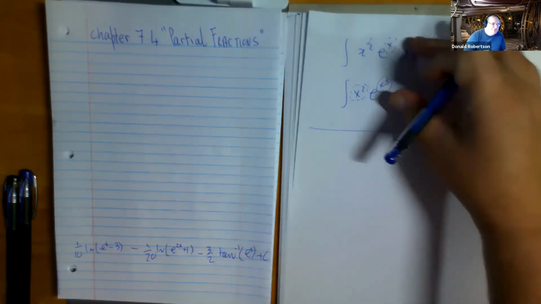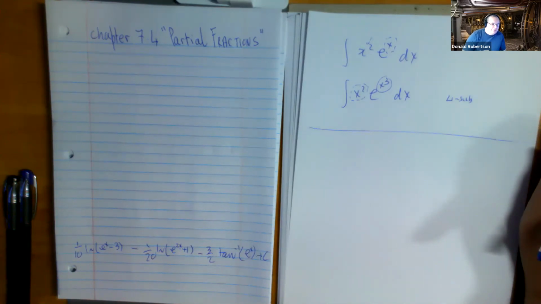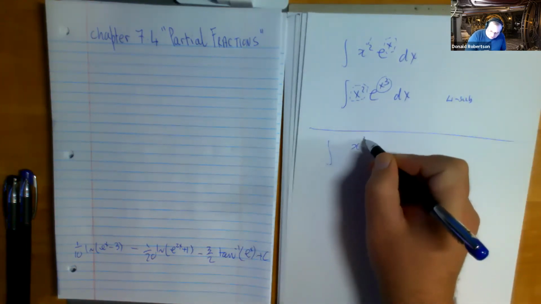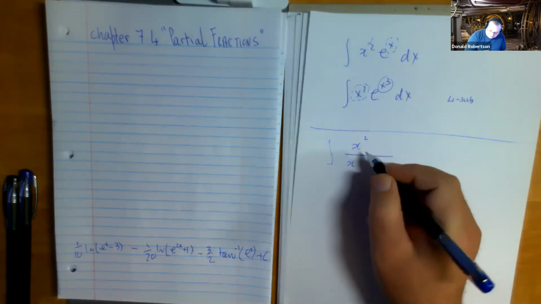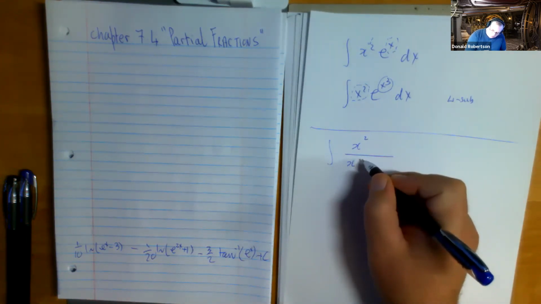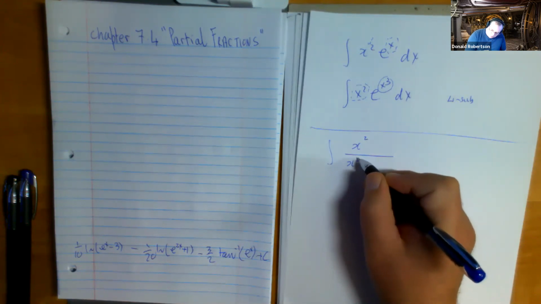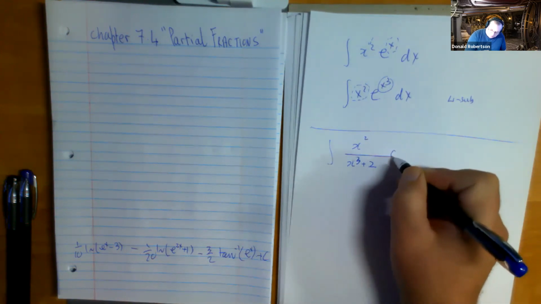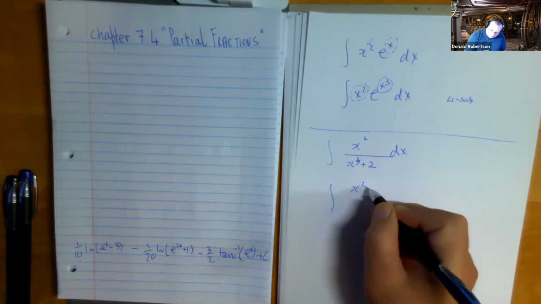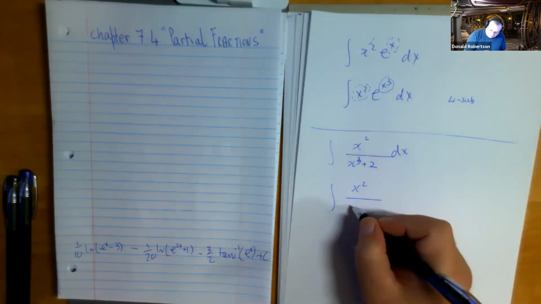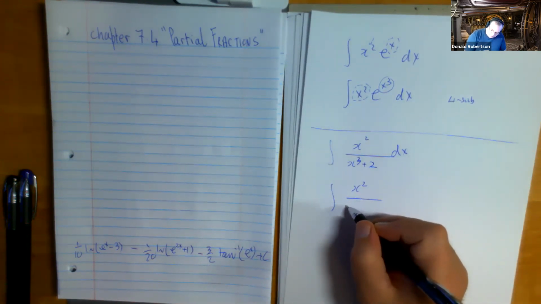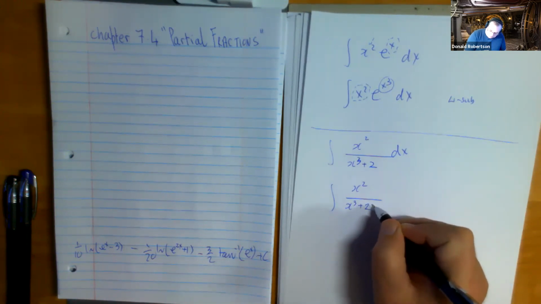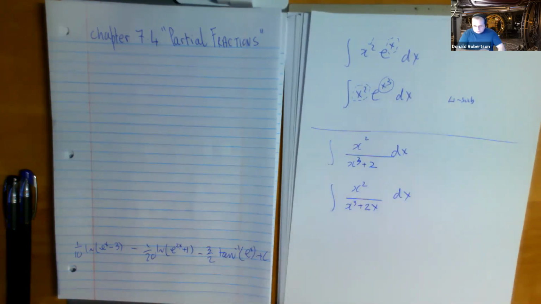Now, there are no fractions there, so it can't be partial fractions, right? So suppose I give you a question with partial fractions in it. One of them is a partial fraction. One of those is a U-sub.